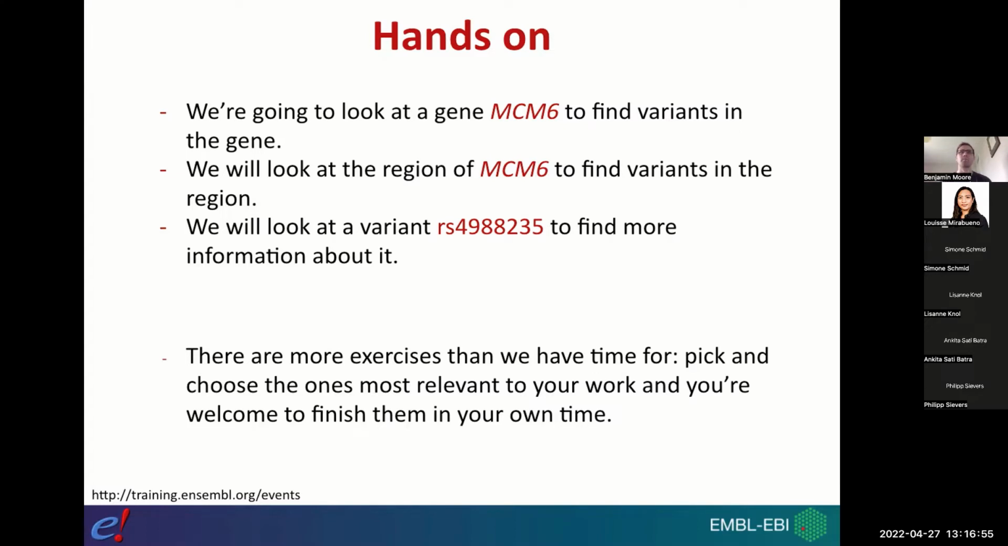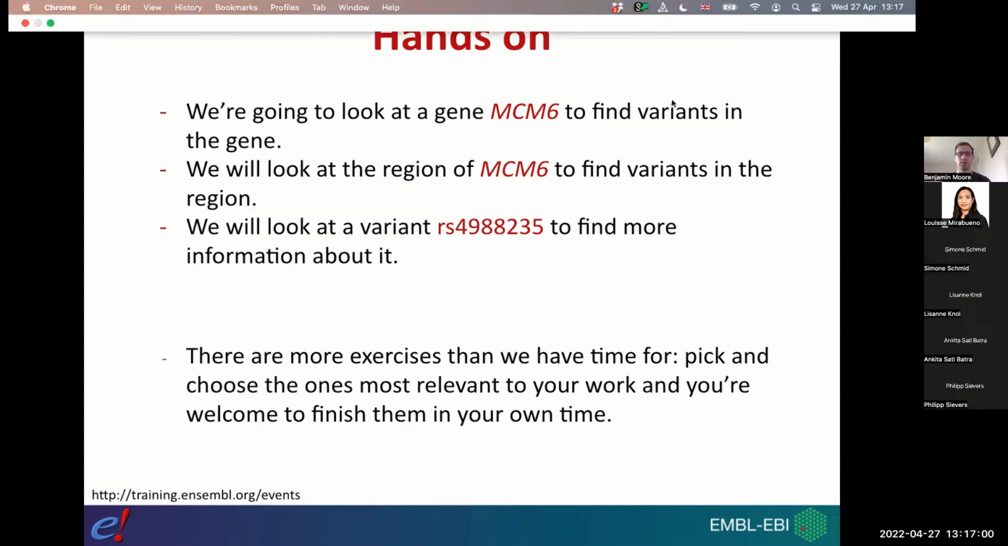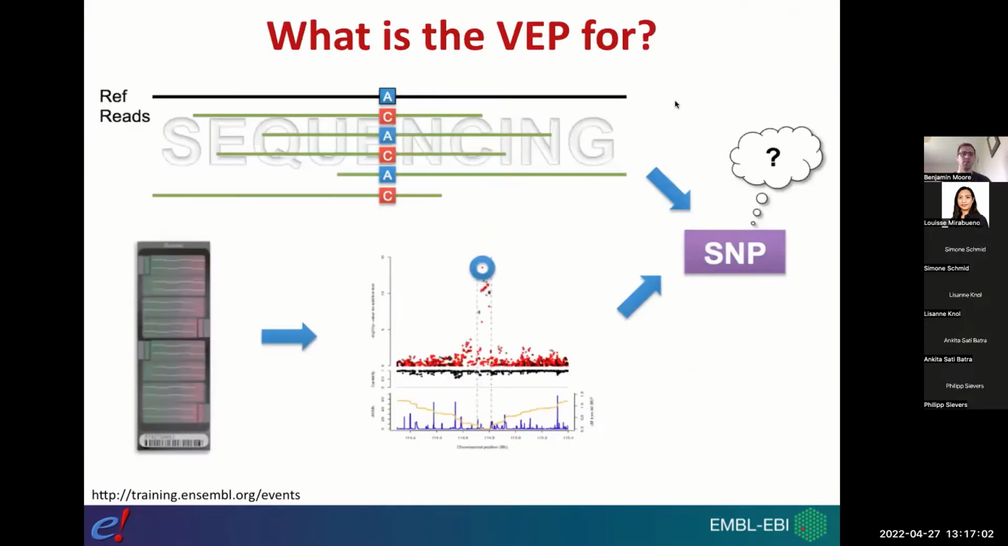Good. Okay. So what I want to do now, as I said, is move on to having a look at the variant effect predictor. So this first section of the variation module was looking at how we can export information about known variants from Ensembl.